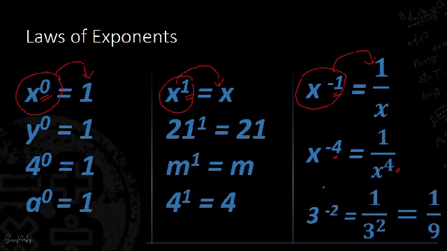Another example, we have here 3 to the negative 2. So that will be 1, the reciprocal is 1 over 3 to the second power. And 3 to the second power can be simplified as 3 times 3, and that will be 9. So the final answer will be 1 over 9. Okay, so that is a negative exponent.